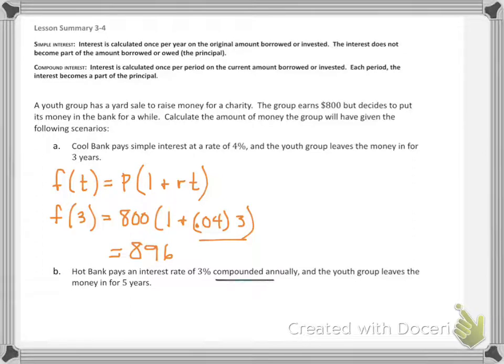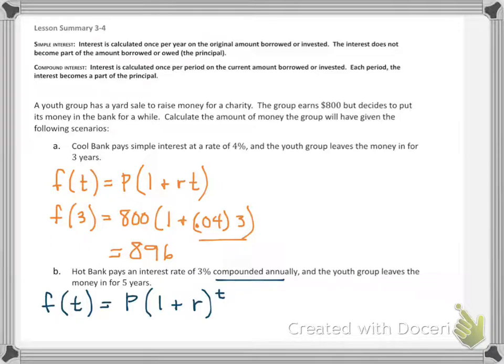Okay, and then for the Hot Bank, it's compounded annually, so compound interest. And if we're going to find compound interest, then our formula would be the accumulated value over time is the principal times 1 plus the rate raised to the power of time. So it would look like this.